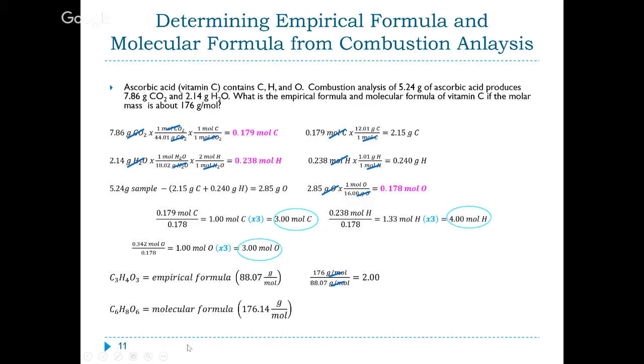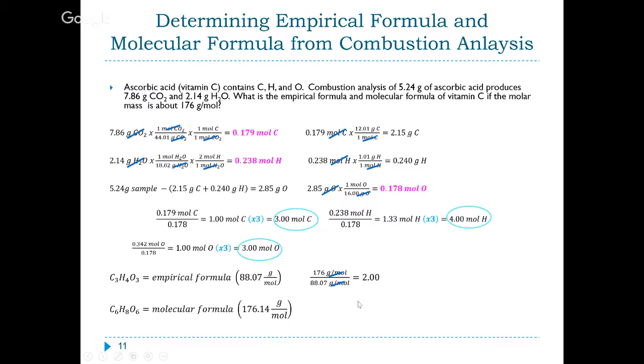Now I look at my mass of water to find how many moles of hydrogen. 2.14 grams of water. My molar mass of water is 18.02 grams per mole because I have 2 times 1.01 plus 16. So that's where the 18.02 comes from. Grams cancels with grams. There should be a cross here too. The moles of water will cancel with the moles of water.